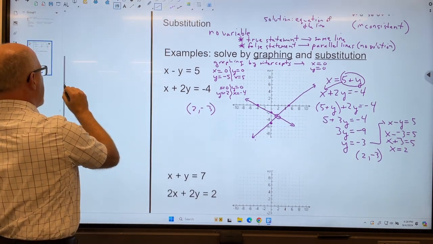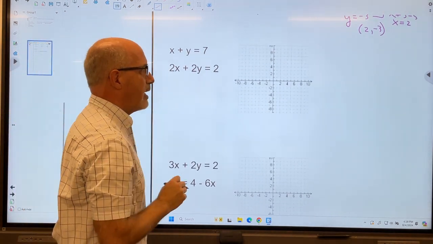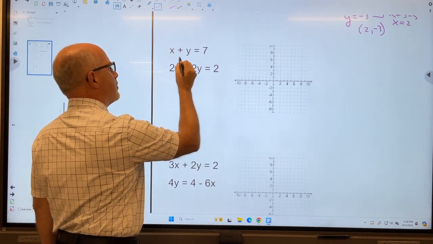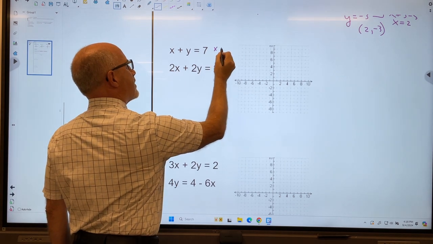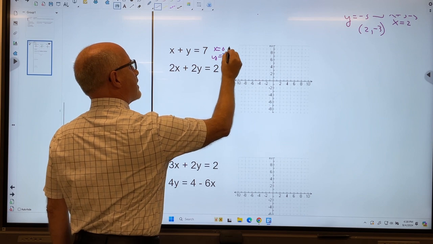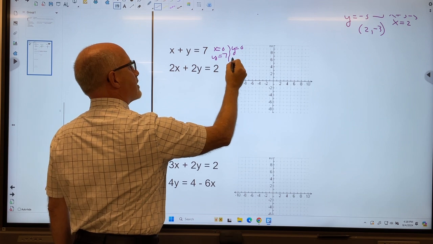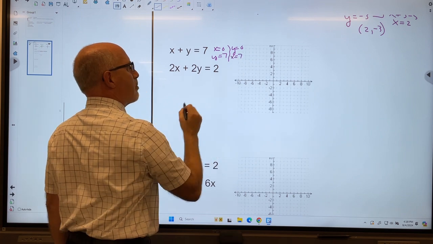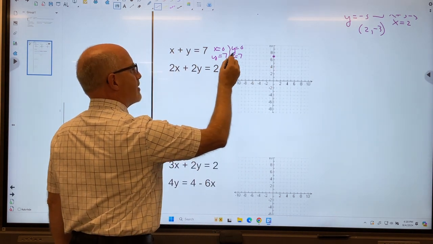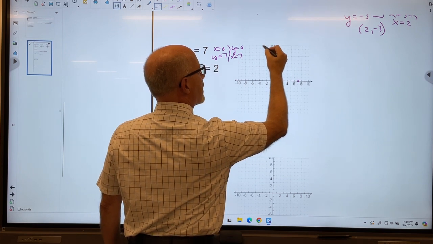So for this one, let's do the graphing again. On this one, we're going to go ahead and do our intercept method. If I put in x equals 0, I get y equal to 7. If I put in y equals 0, I get x equal to 7. So I plot those points. 0, 7 is right here, and 7, 0 is right here. Just draw the line.